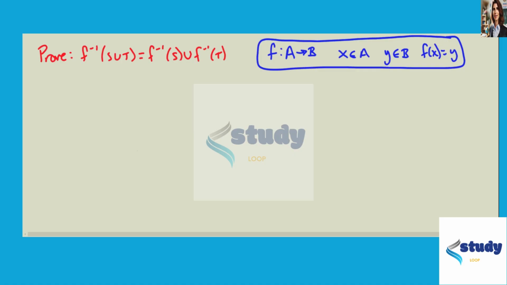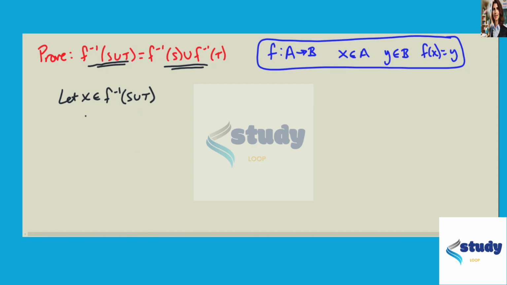If I want to show that these two sets are equal, I can do this in two parts. I can show that the left-hand side, that set, is contained in the right-hand side. And then I can show that the set on the right-hand side is contained in the left-hand side. If I can show both directions, that means each is a subset of the other. The two sets are equal. So let's start by saying x is going to be an element of the first set.